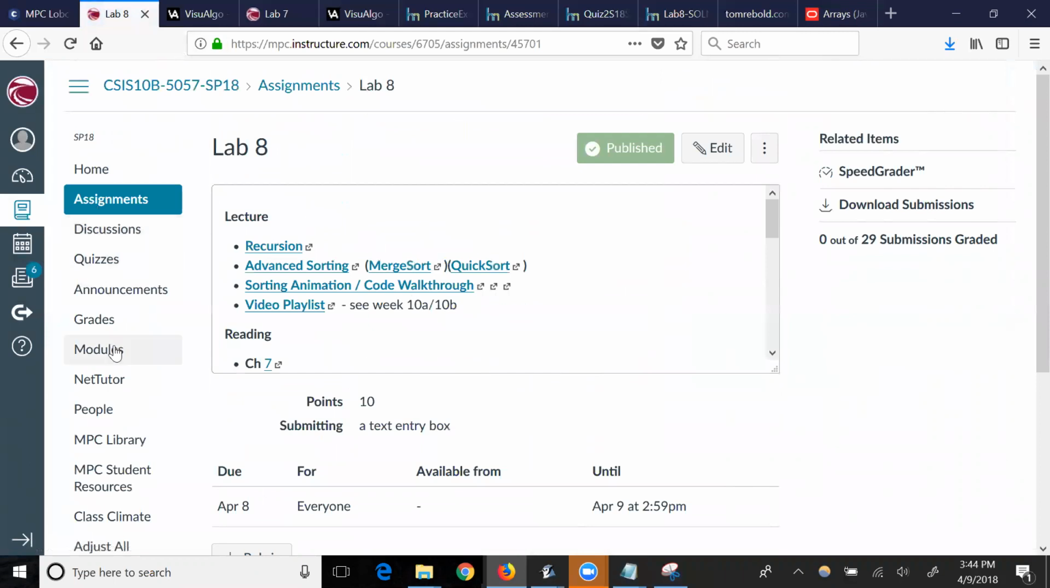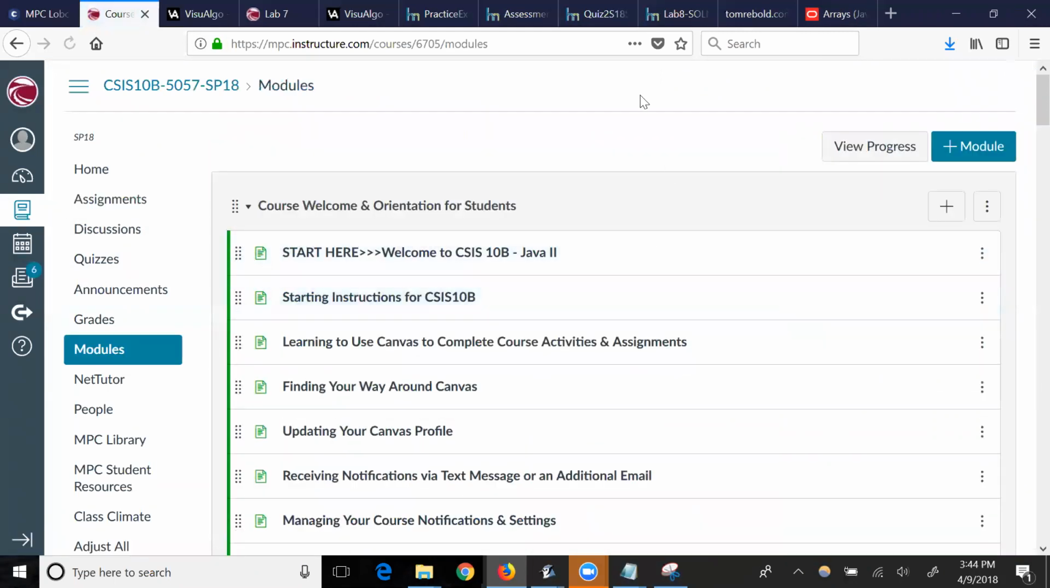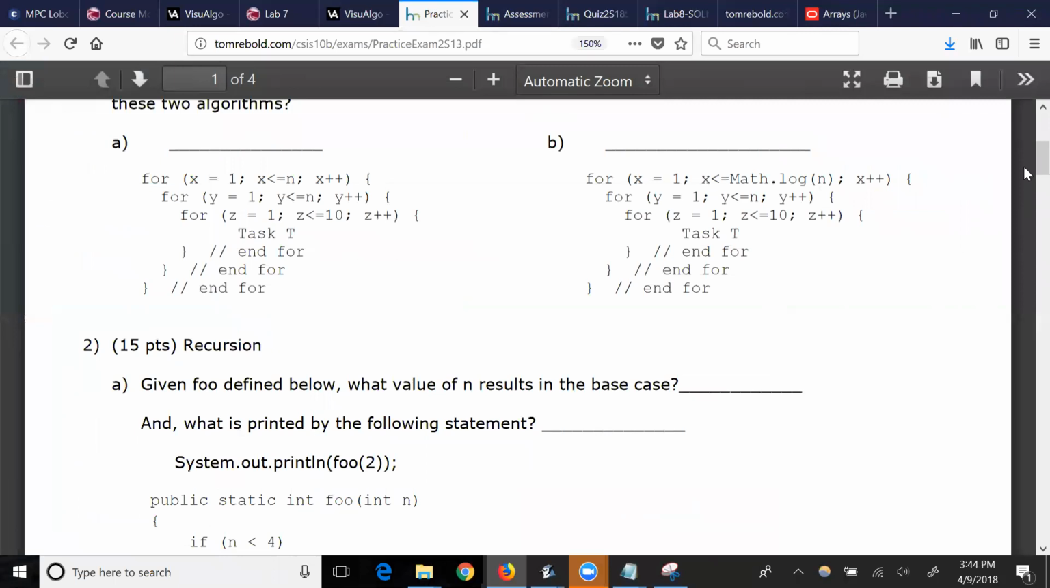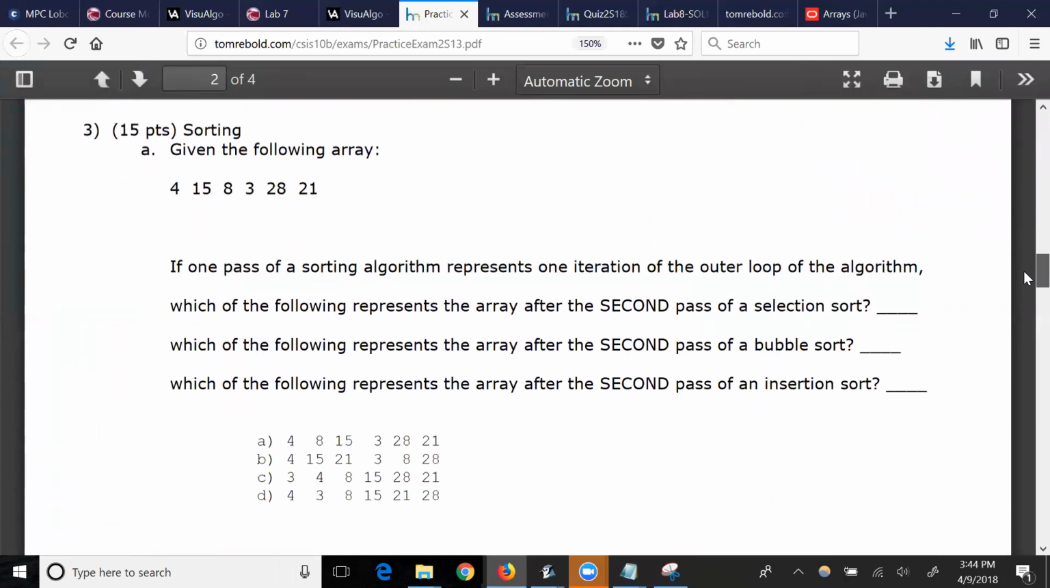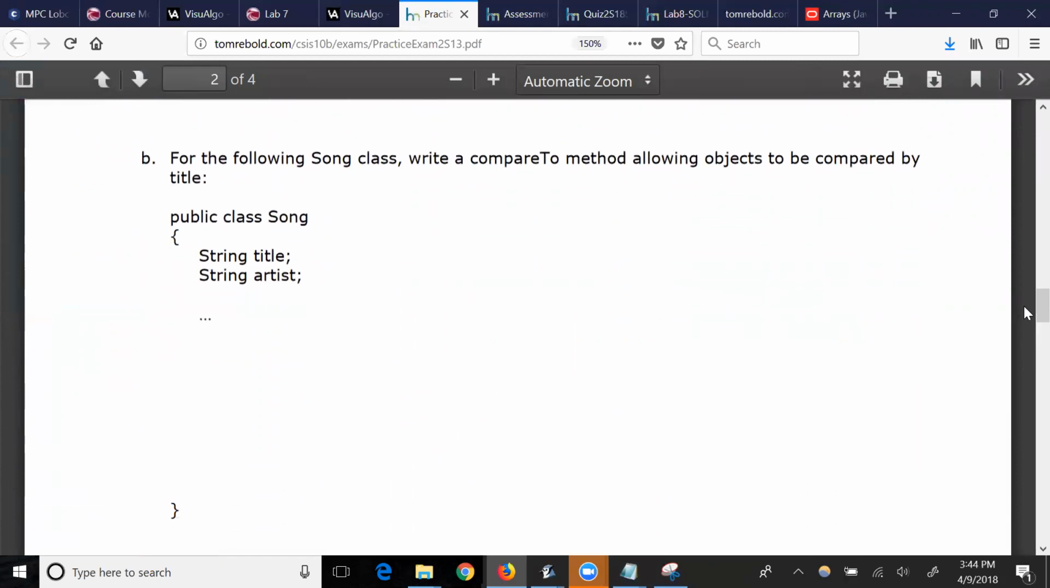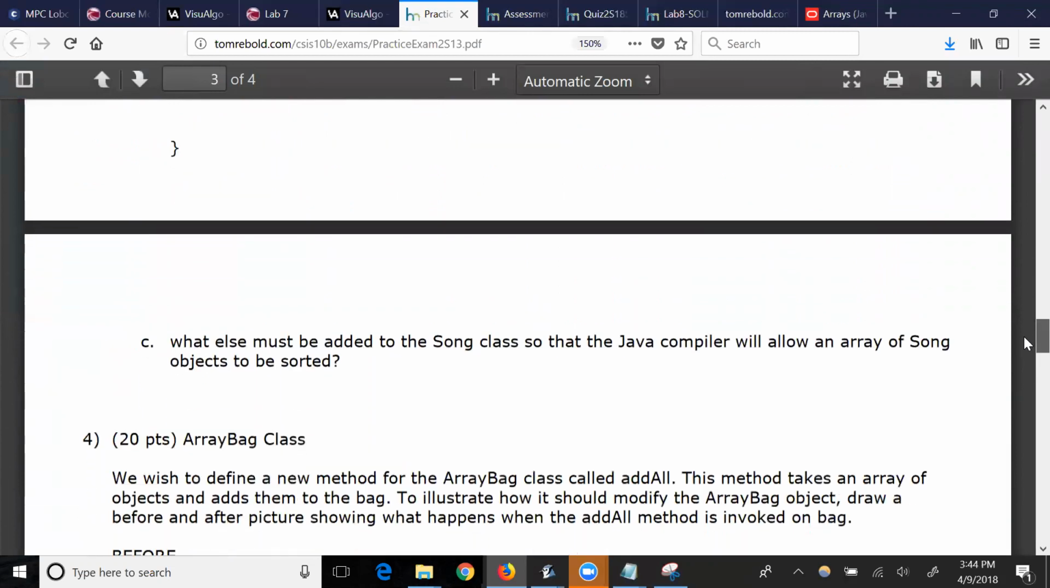Practice test. All right, let me get up there. 3B: for doing the comparison method, we need to say implements comparable. Technically, yes, you do. I really wanted to make sure people said implements comparable of song, too, because that's what you need to use the arrays.sort method. Really, the question should be worded to say it will allow an array of song to be sorted with arrays.sort.